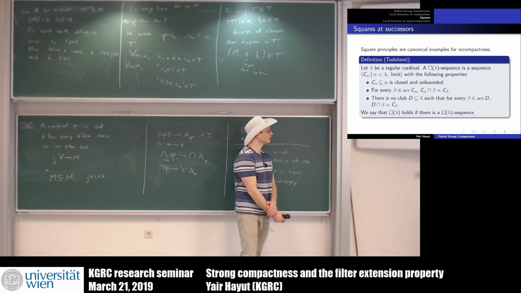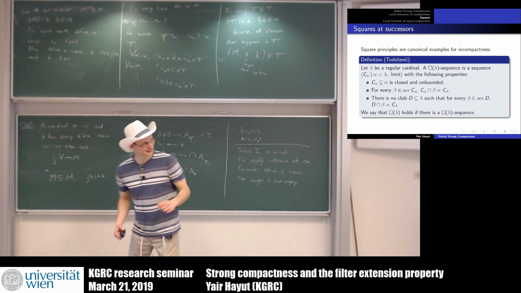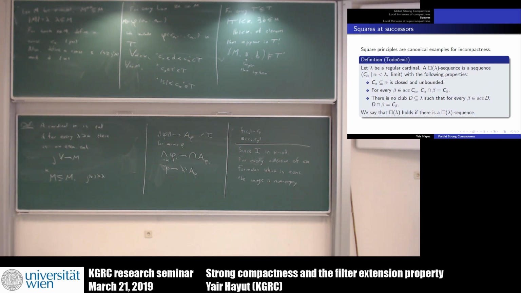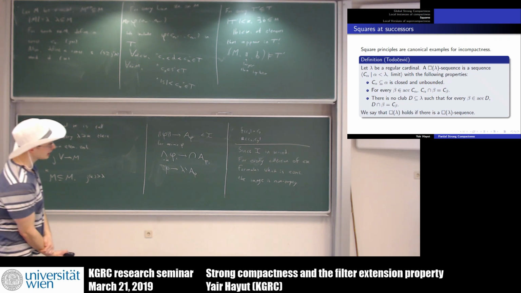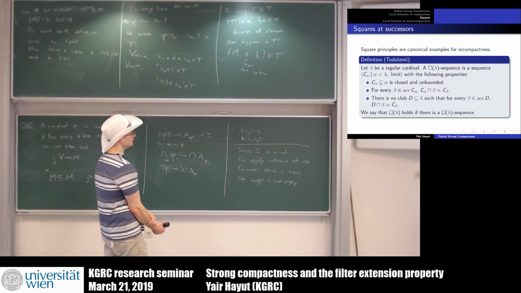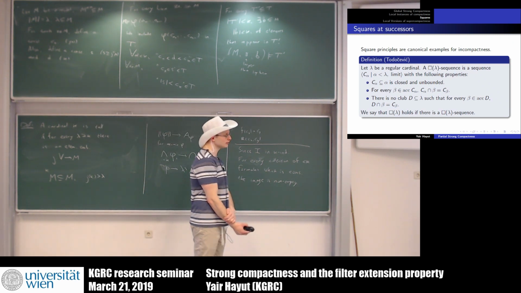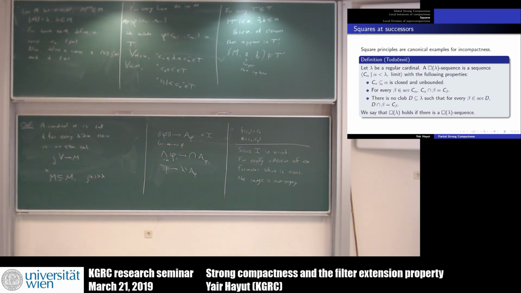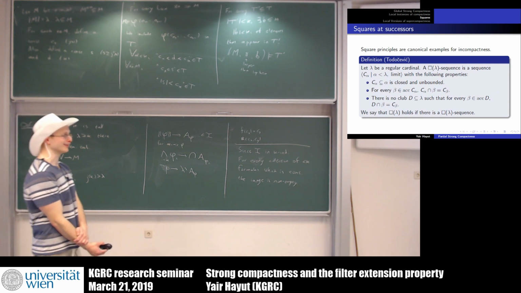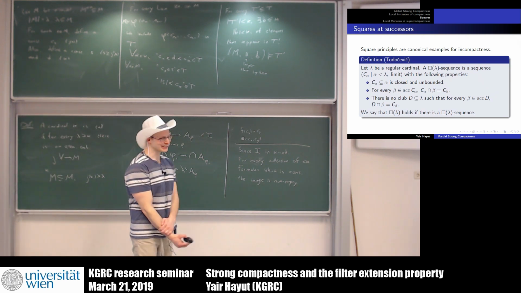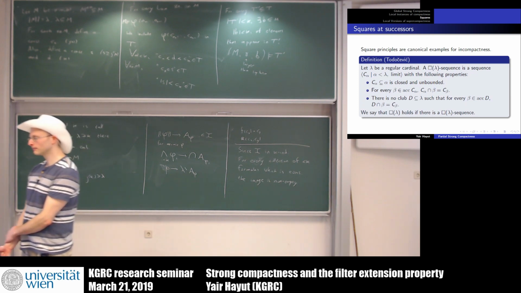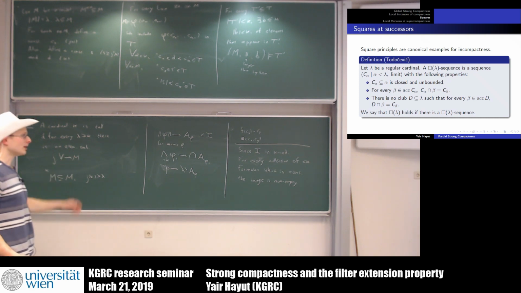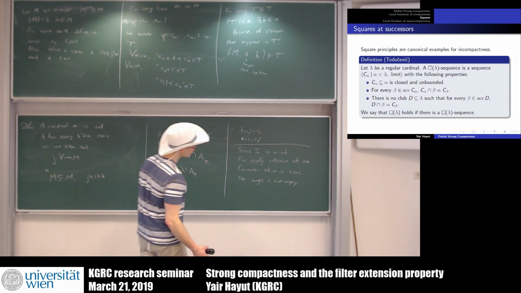Let lambda be a regular cardinal. A square of lambda is a sequence of closed sets, C alpha, for alpha less than lambda limit ordinals, with the following properties. C of alpha is a subset of alpha, which is closed and unbounded in alpha. For alpha of uncountable cofinality, it is a club in alpha. And for an accumulation point beta of C of alpha, C of beta is just the restriction of C of alpha to beta. Everything here so far will work perfectly fine if C of alpha equals alpha.